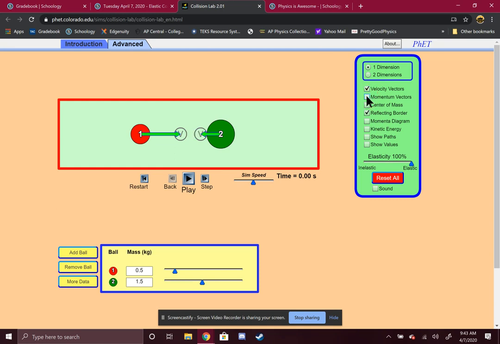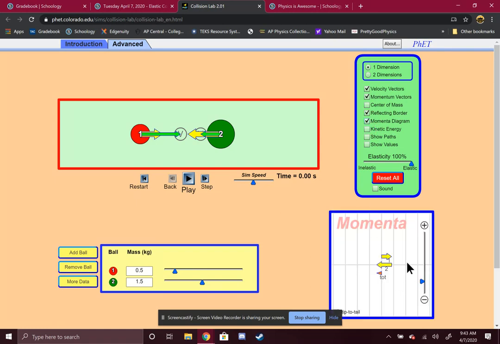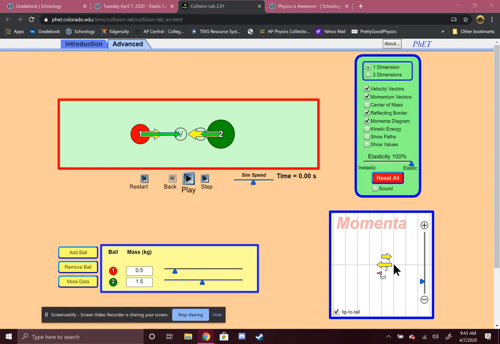You want your momentum vectors clicked. So you have yellow. Yellow is your momentum. Green is your velocity. You do want the borders to be reflecting, and you definitely want your momentum chart down here. And you can see here, make it bigger so you can actually see what's going on.